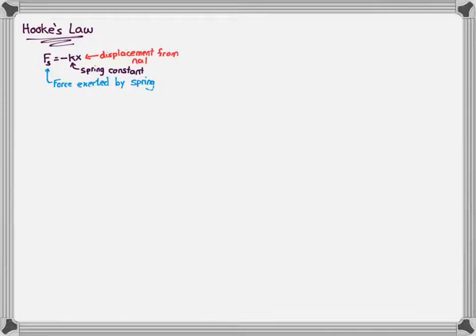So x is the displacement from its natural length, not how long the spring is. The natural length of a spring is however it is at rest or normally stretched out, and the x you plug in is how much you compress the spring from its natural length or how far you stretch the spring.